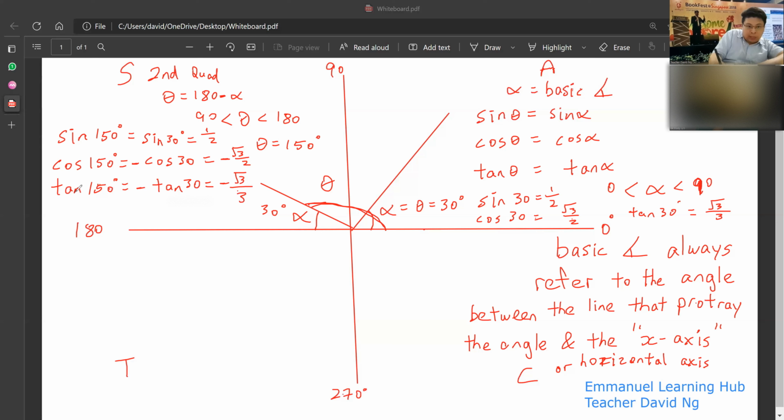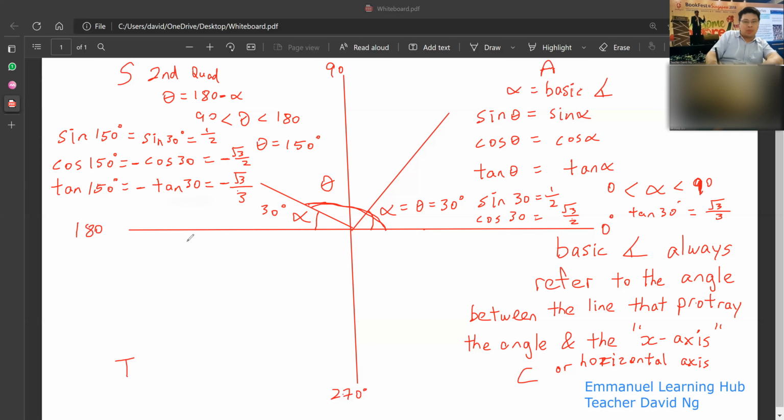Okay, you press calculator, tangent 150, right? It's actually negative tangent 30, then negative root 3 over 3. And tangent 30 is root 3 over 3. Can you see the pattern now? You see the pattern now?